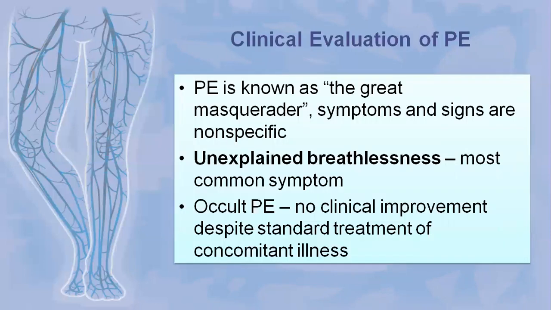Now, how do we diagnose? So pulmonary embolism is known as the great masquerader, where the symptoms and signs are non-specific. So unexplained breathlessness is the most common symptom. And in some cases of occult pulmonary embolism, there is no clinical improvement despite standard treatment of concomitant illness.